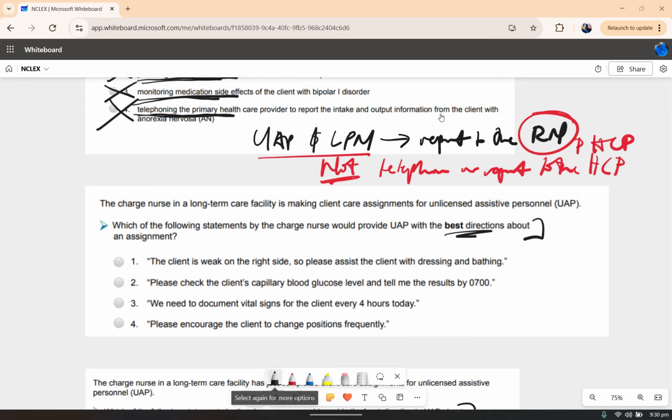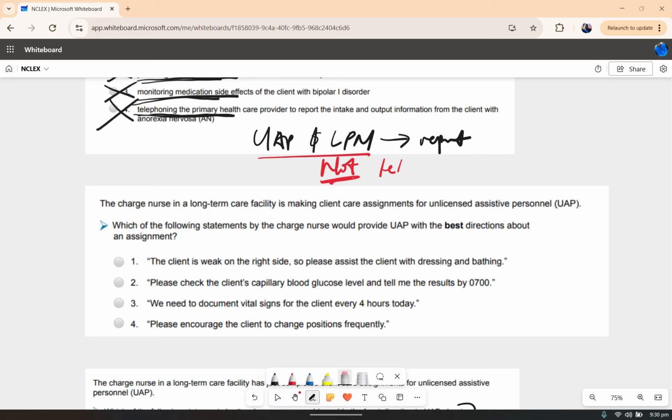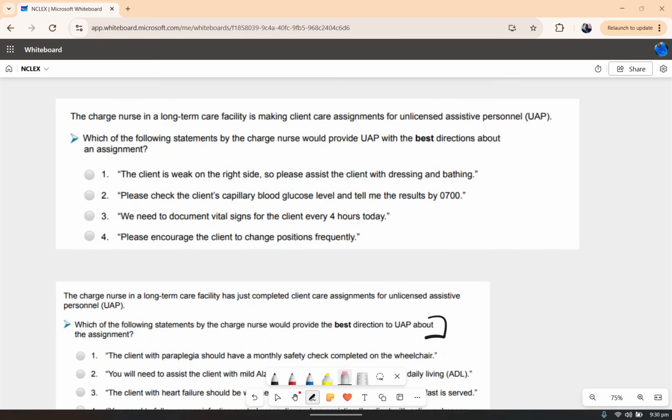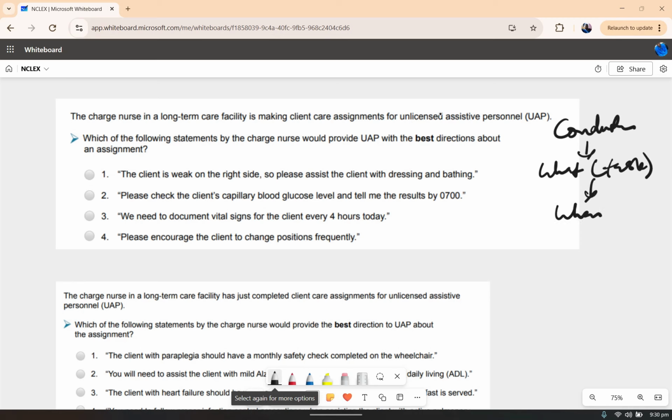All right. So next question, we have best direction. Okay, now this is not best direction. So since we are trying to explain best direction, let me make this space very clean. Right. So now best direction, remember we are thinking about the condition, the what, which is the task, and we're thinking about what? The when, which is the timing. The when is the timing.